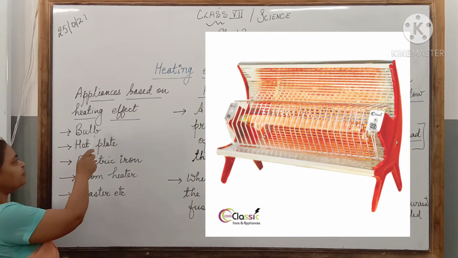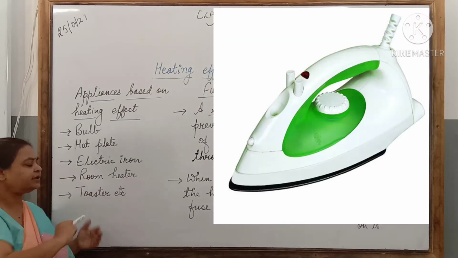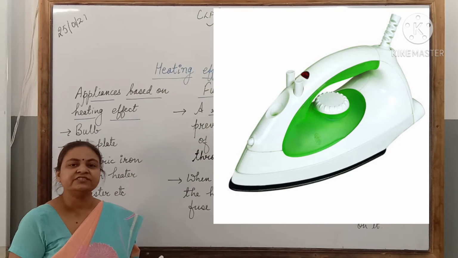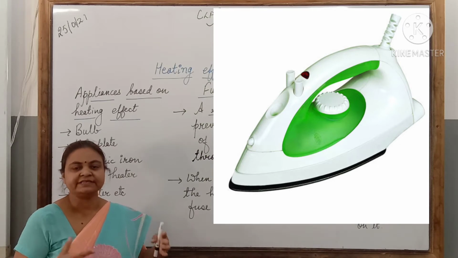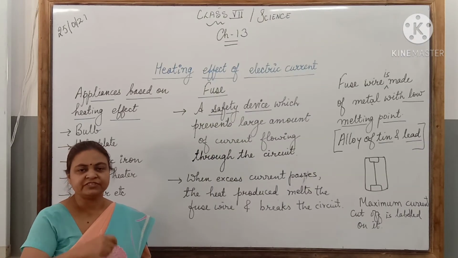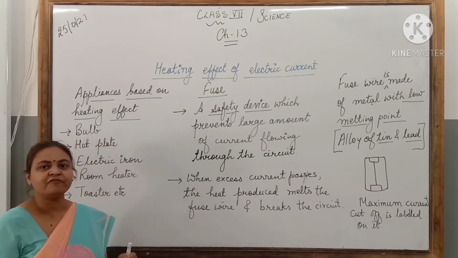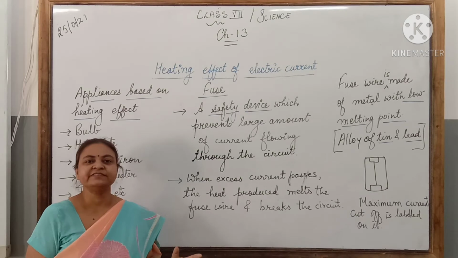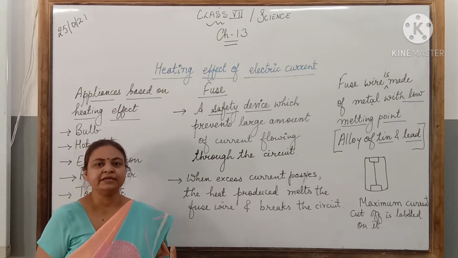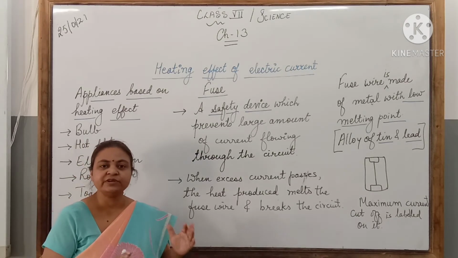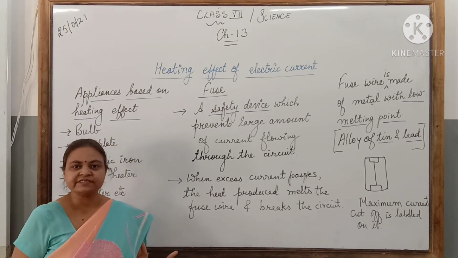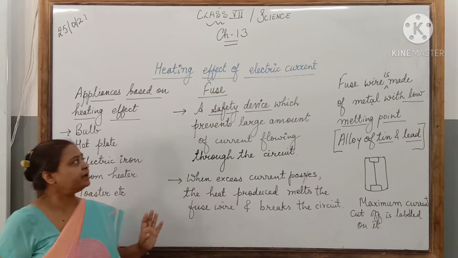Now, besides the bulb, these electric iron, heater and toaster, they have a construction called element, that is heating element, which is a coiled wire made up of high resistant material. When current passes through it, they produce high temperature. We should never touch this electric element because it is very dangerous, it may burn us.